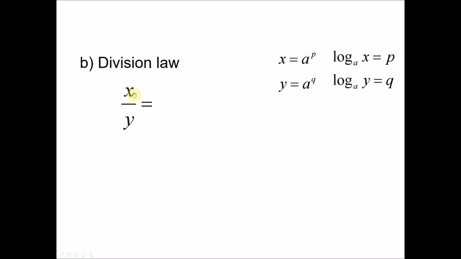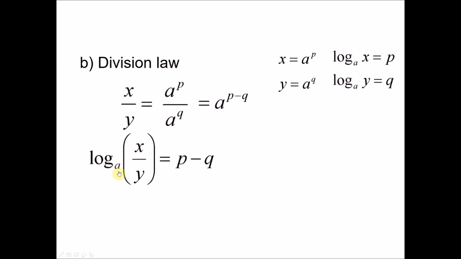Now we go to the second law. We have the division law. So in the division law, again we use this to help us prove the law. Since it is division, we have x divided by y. X is given as a to the power of p and y is given as a to the power of q. So when you divide here using the law of indices, you get a to the power of p minus q. And when we move a to this side, it becomes log base a of x over y, and the index p minus q becomes the value p minus q.